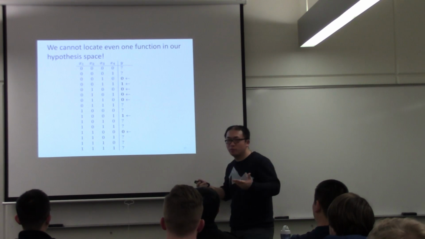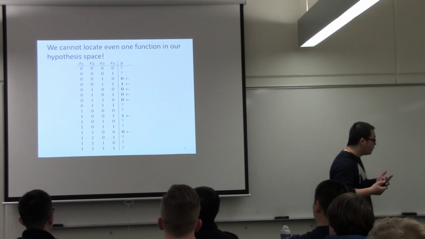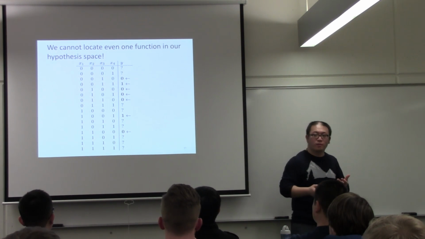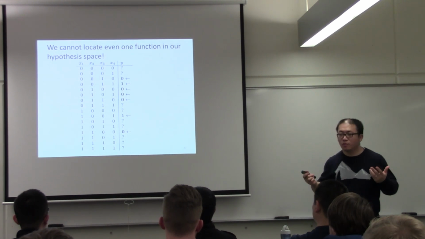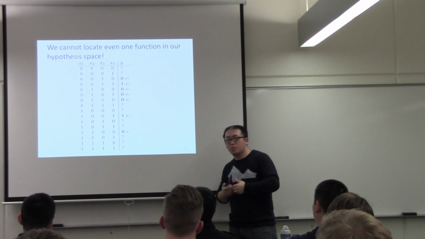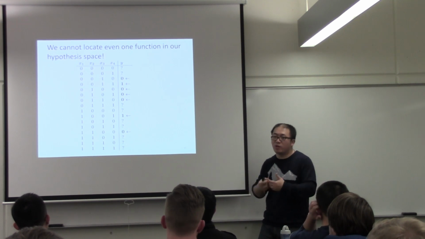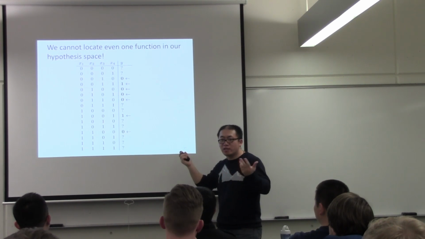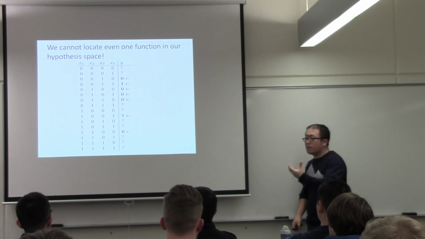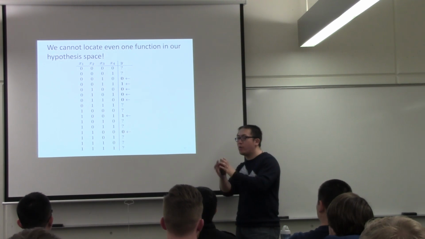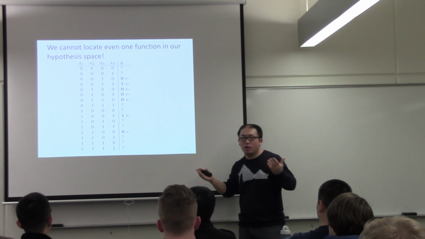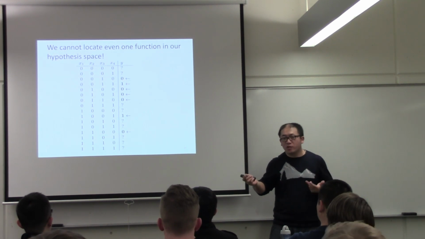What's the problem? It's underspecified. Not enough examples. Okay, yeah. Looks like this is a sensible solution. We can simply increase the number of training examples from 7, say, to 16. Then at least we can determine one function. Or in other words, we can locate one function in our hypothesis space, right?